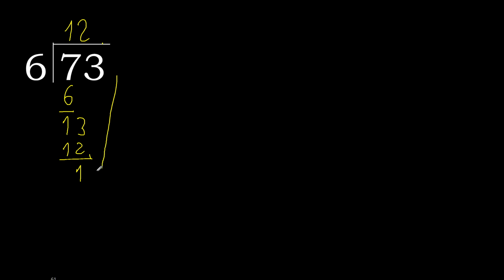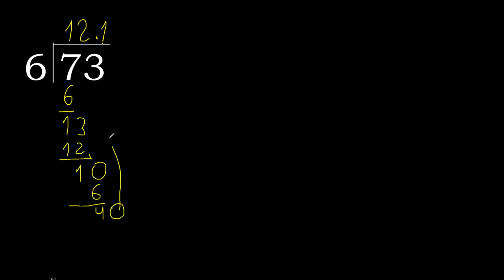Next, there is no number left, therefore we complete with 0, always complete with 0, here with a point. Complete with 0, point, okay? 10. 6 multiplied by 2 is 12, which is greater. 6 multiplied by 1 is 6. 10 minus 6 is 4.